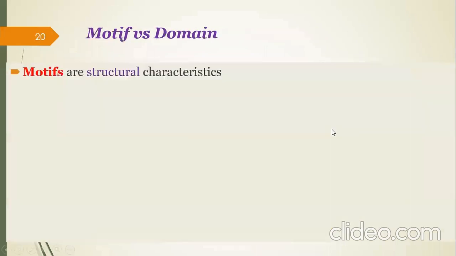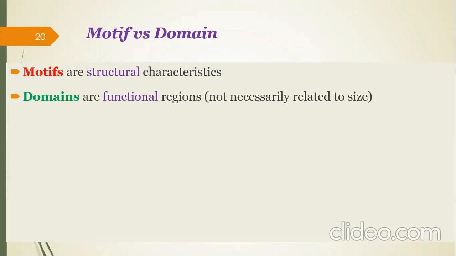What's the difference between a domain and a motif? So motifs are structure characteristics. अगर हम structure features के बारे में बात कर रहे हैं, so we will call that thing a motif. कोई भी sequence में हम structure features बता रहे हैं, so that will be a motif. And domain is our functional region, not necessarily related to size. हम size के बेस में naturally सोचते हैं कि motif को small region कहेंगे, domain को large region कहेंगे। ये इस तरह नहीं है। Motif is in the context of structure, domain is in the context of function.